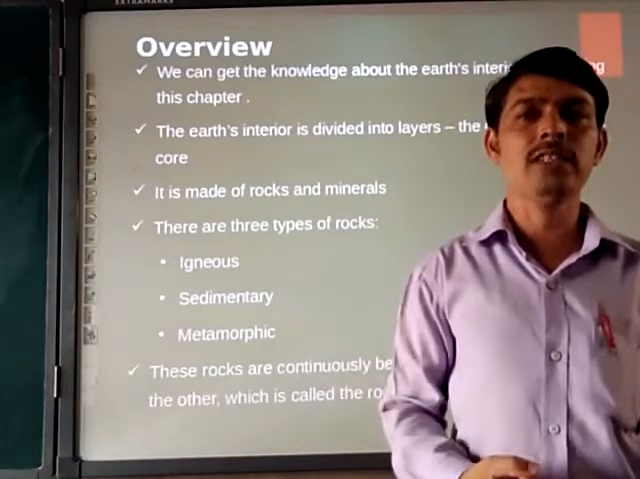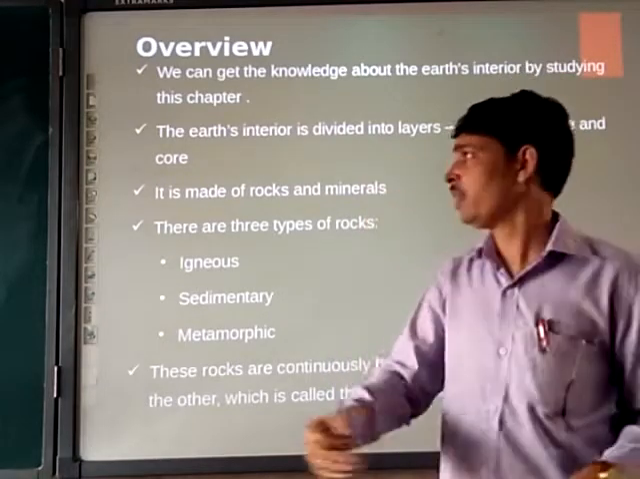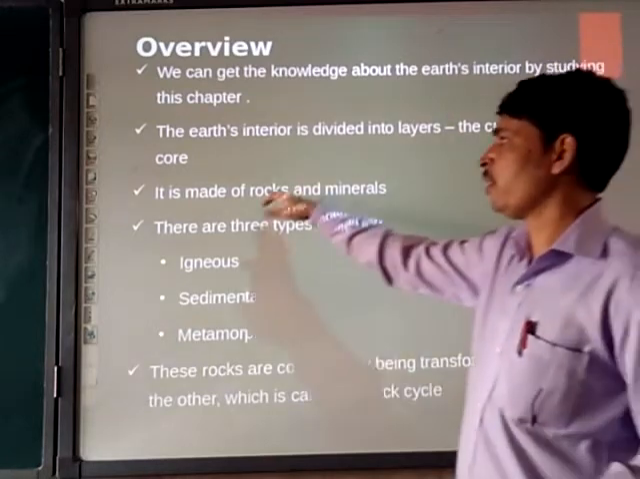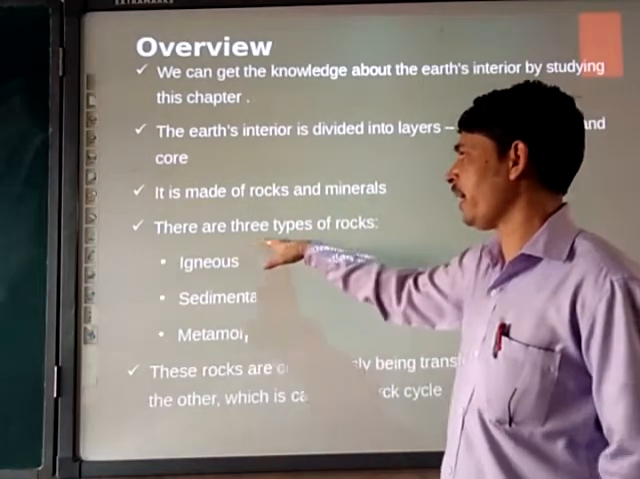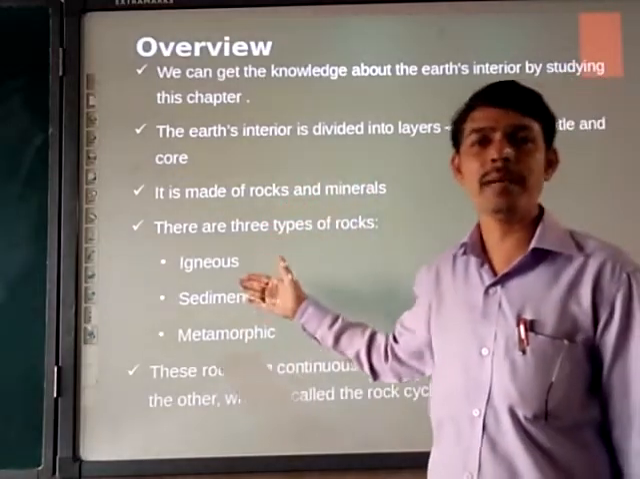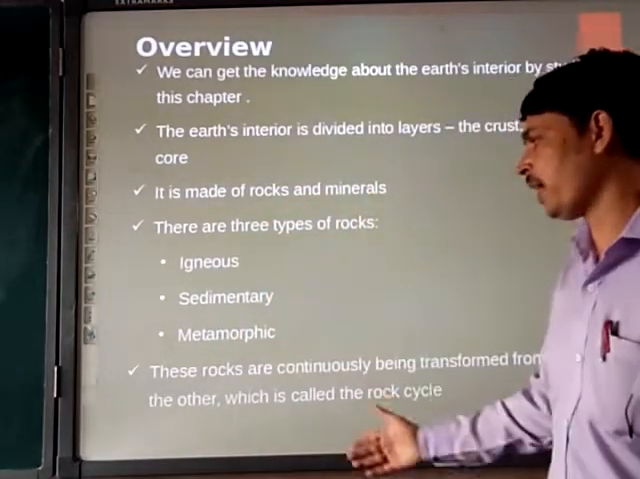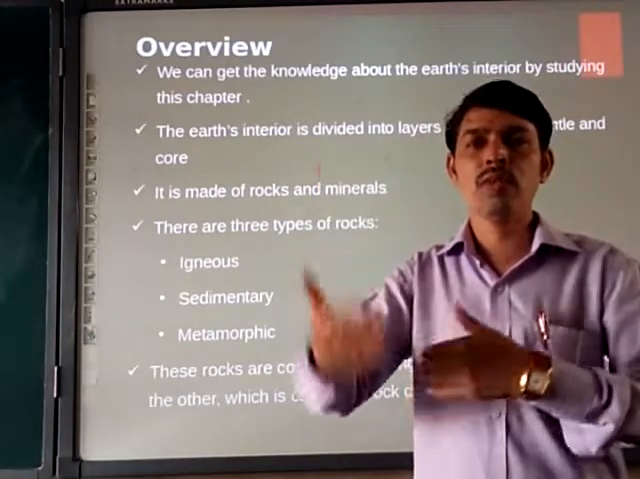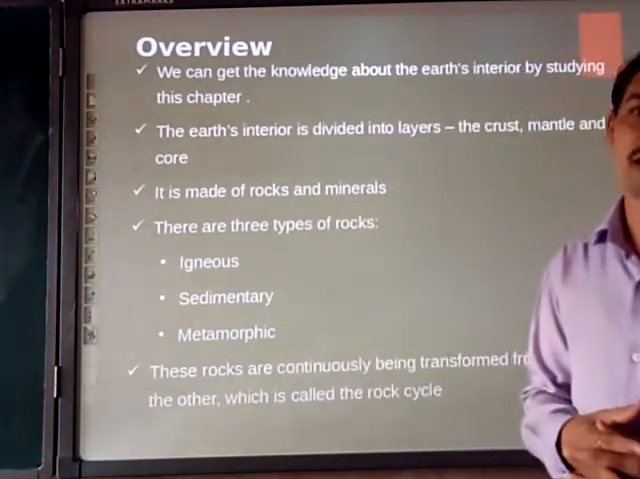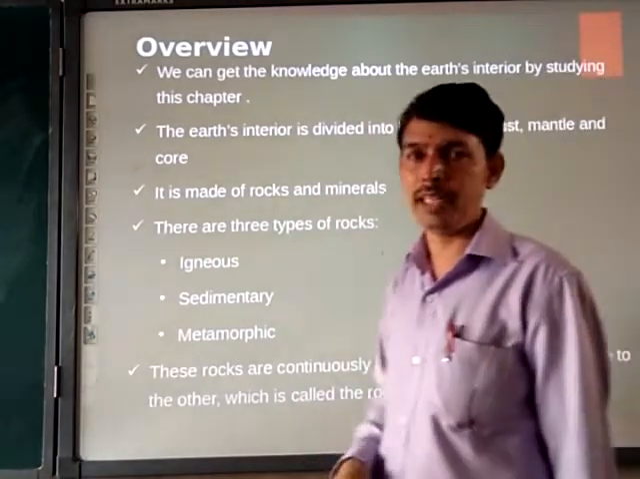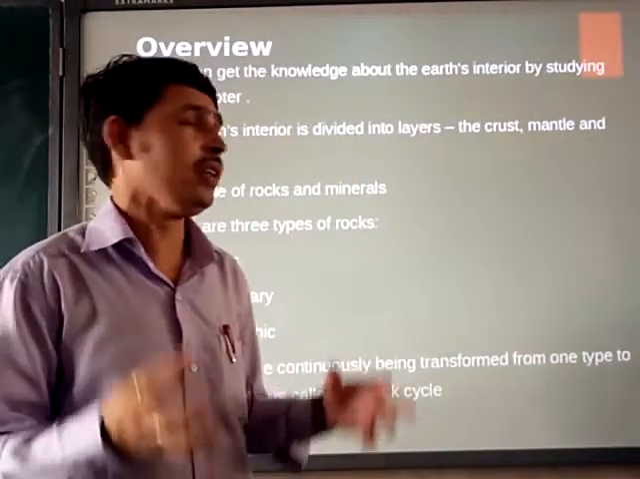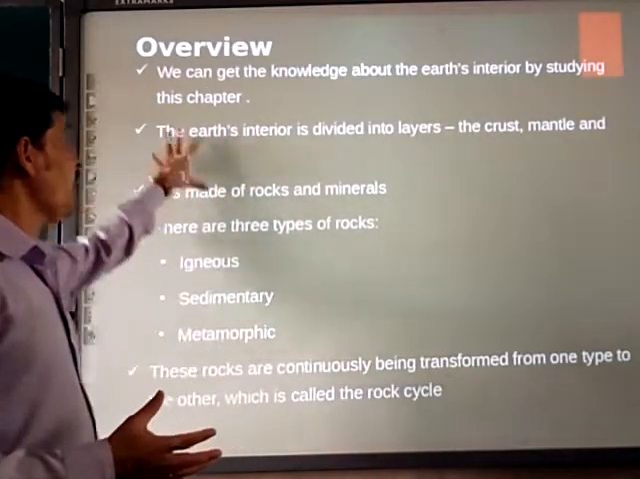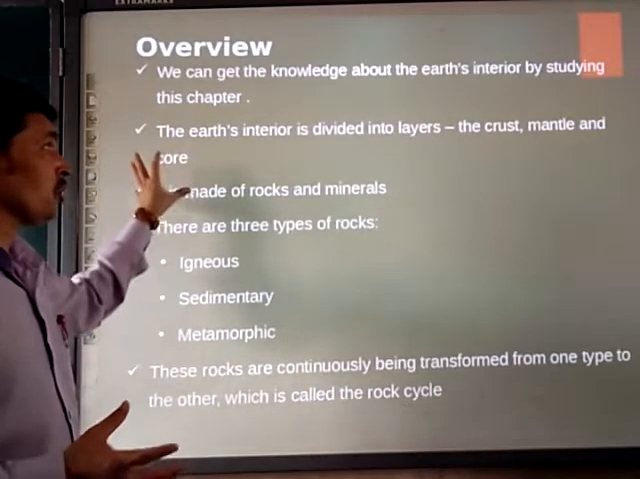We talked about the three layers of earth: crust, mantle and core. Then we talked about rocks and minerals. Rocks are made up of minerals. There are three types of rock: igneous, sedimentary and metamorphic. After that we discussed how rocks are continuously transformed. Their change from one to another is called the rock cycle. So finally this chapter ends over here, and in this presentation we discussed the whole rock cycle and how it works.